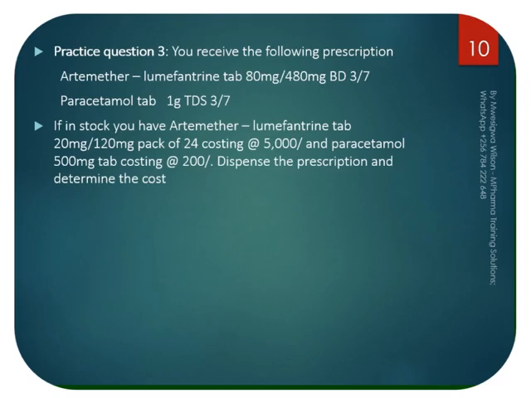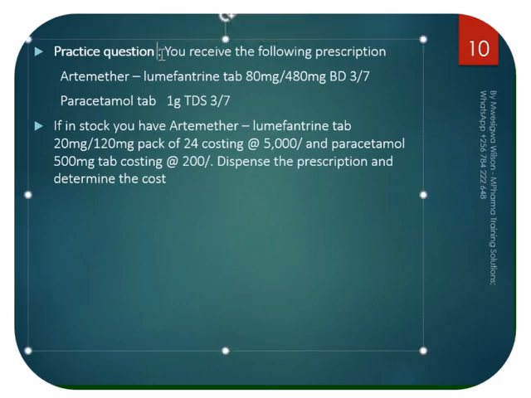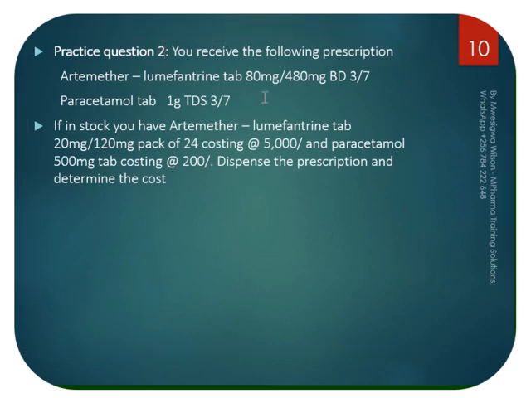So this is a practice question. Practice question 2. I receive the following prescription: artemether 80 milligrams BD for 3 days, and paracetamol tablet 1 gram TDS for 3 days. In stock you have artemether tablets 20 per 120 milligrams, a pack of 24 costing 5,000 for the whole pack, and paracetamol 500 milligrams tablet costing 200 shillings. Dispense the prescription and determine the cost.